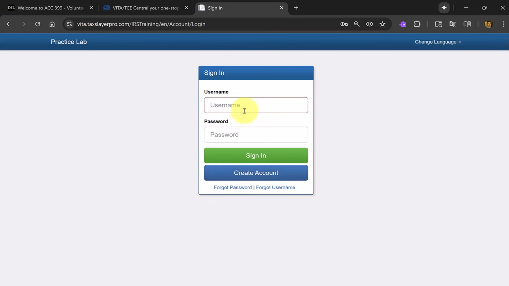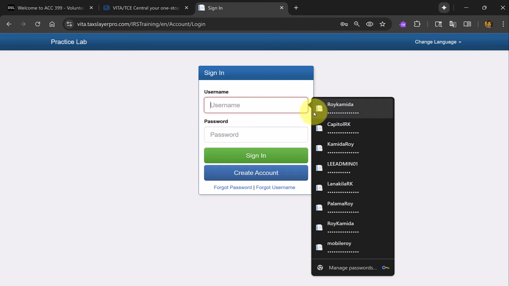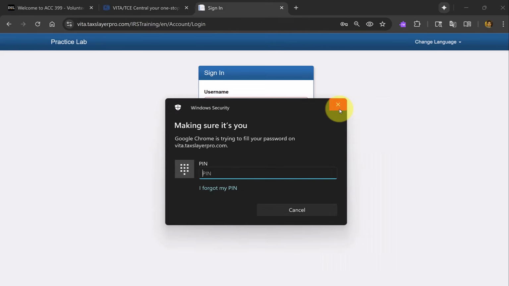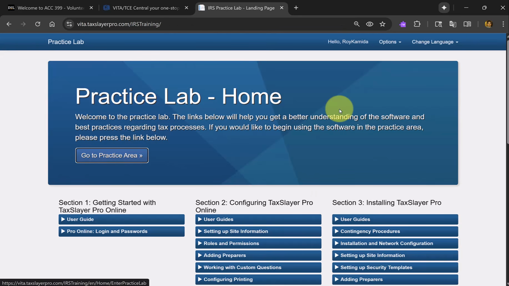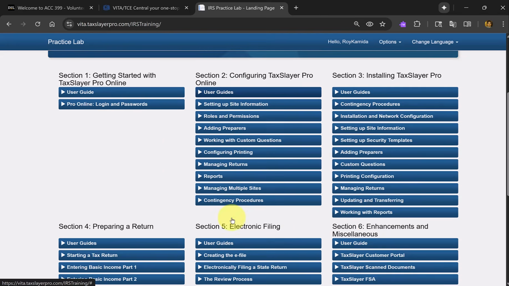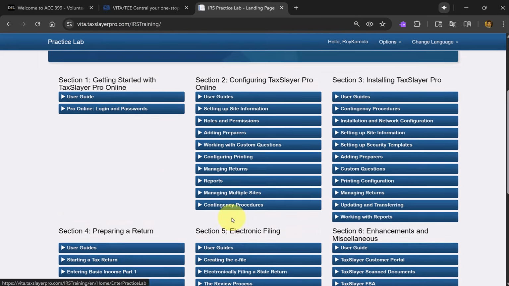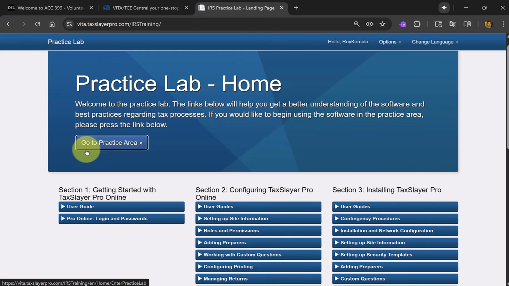I have one already set up, really from previous years. You can see all the different accounts I have. So I think I'm using this one here and logging in. On this home page, you can see links for resources to use Practice Lab. But to get the software started, click on the Go to Practice Area link.